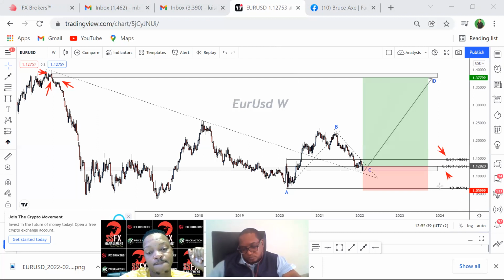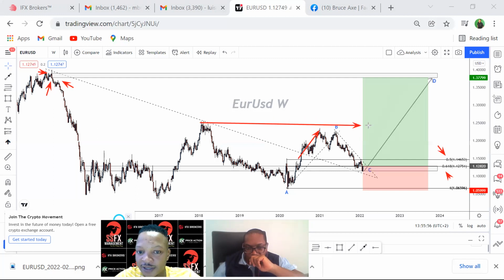So that's based on retracement. Like I said, if price breaks here, you know where it's going to stop. It's going to stop where it stopped before, which is that level there.